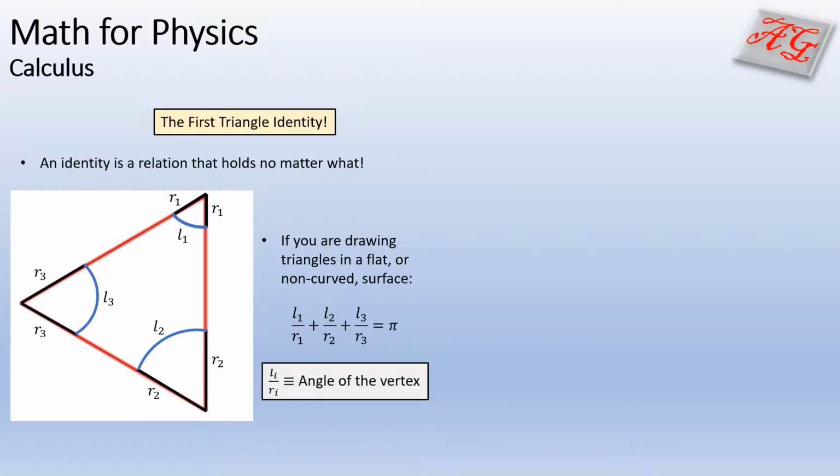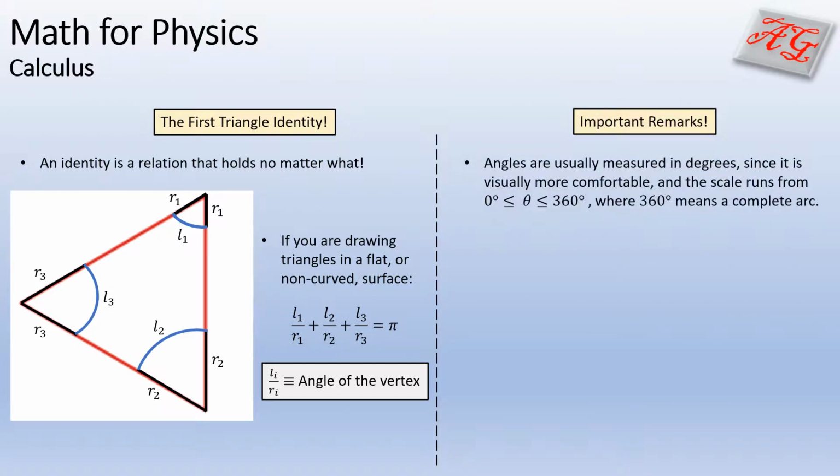The quantity L divided by r is called the angle of the vertex. Some important remarks to consider. Angles are usually measured in degrees, since it is visually more comfortable. The scale runs from 0 degrees, that represents the absence of an arc, to 360, that is a full circle or a complete arc. Usually angles are represented with Greek letters. In this case, the angle is represented by the symbol theta.